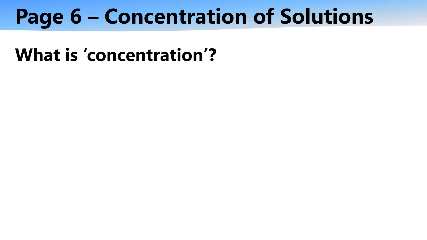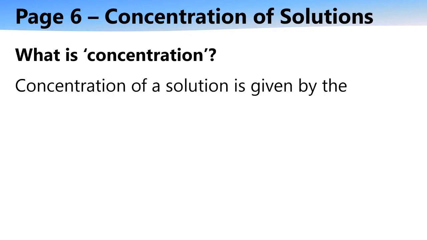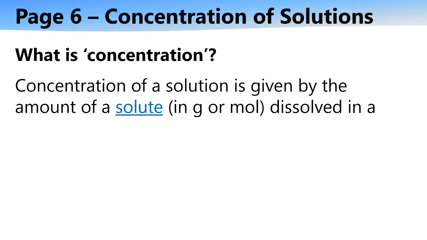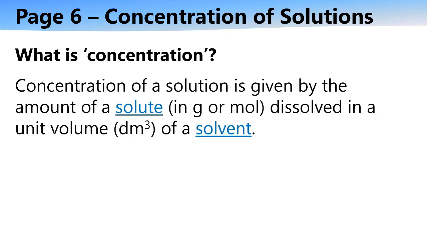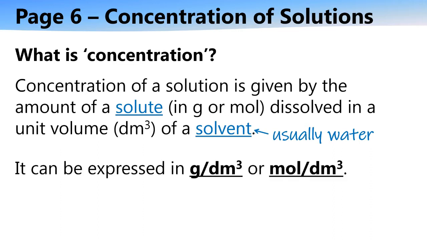So, what is concentration? The concentration of a solution is given by the amount of solute, either in grams or mole, dissolved in a unit volume, usually in dm cube, of a solvent. And the solvent is usually water. Okay, so I repeat that again. The concentration of a solution is given by the amount of solute dissolved in a unit volume of a solvent. It can be expressed in two units, either gram per dm cube or mole per dm cube.